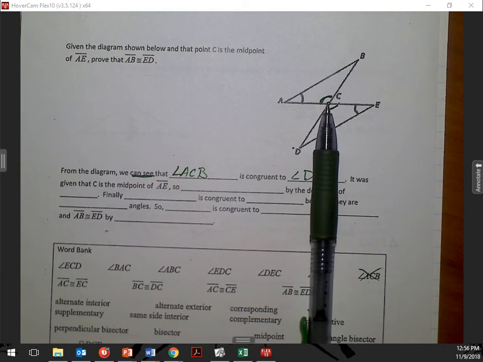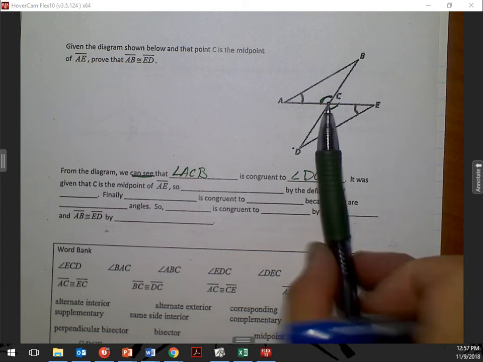So it's the middle of AE, right? This is the middle of AE. So if that's the middle of AE, think of AE as your sandwich. C is the midpoint. So because of that, you're going to have AC and it goes on both sides, right? So you would say AC is congruent to CE. There we go. AC is congruent to CE.